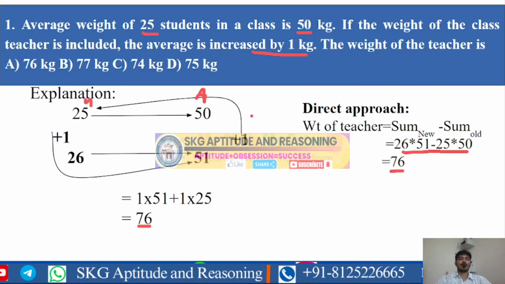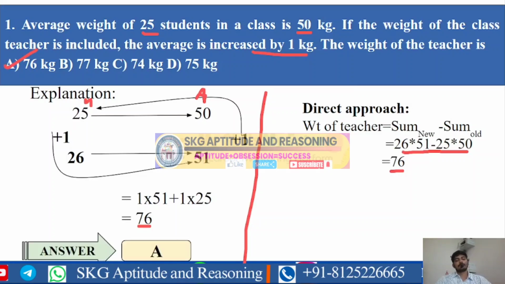That's why we try to get the answer by using the circle method. In the circle method, we minimize the calculations, or avoid the majority of the calculation, by simplifying the equation. So the answer for this particular question was 76 kgs. The weight of the teacher was 76 kgs. I hope you are clear with this explanation, and we are moving to the next problem here.